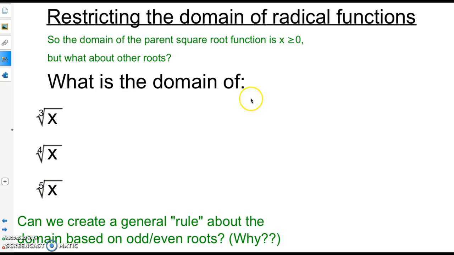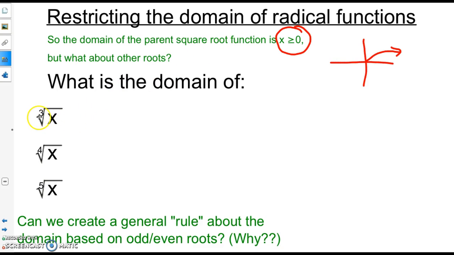We need to talk about the domain of radical functions. So we looked at the parent square root function, and we saw that the domain has to start at 0 and just include positive numbers. And that's because of the way it looks on the graph. Remember, we're looking at that sort of swoop that starts here because we can't take the square root of a negative. But what about other roots?